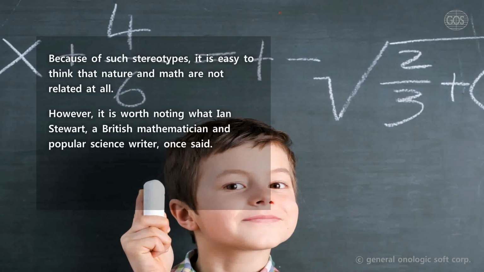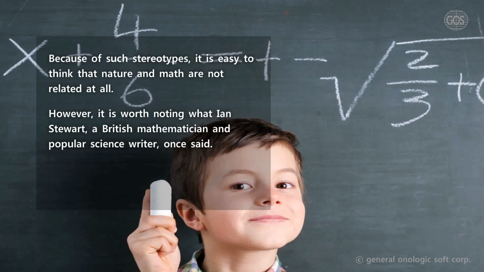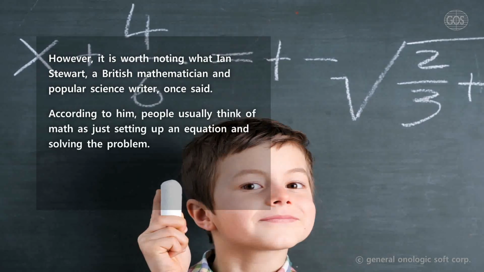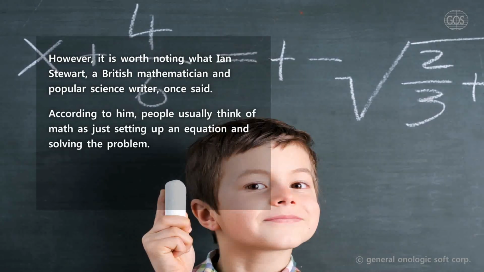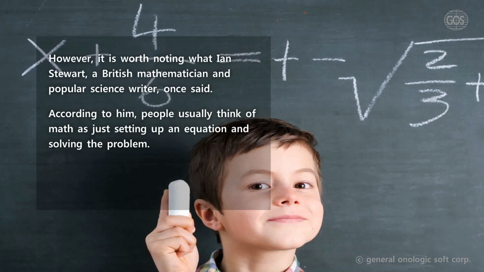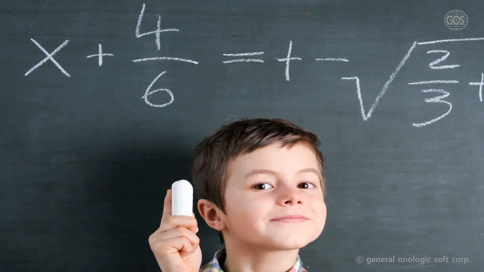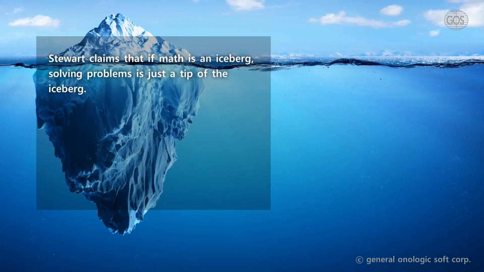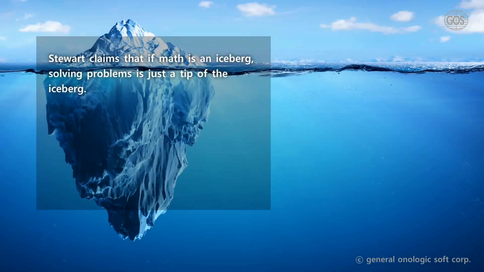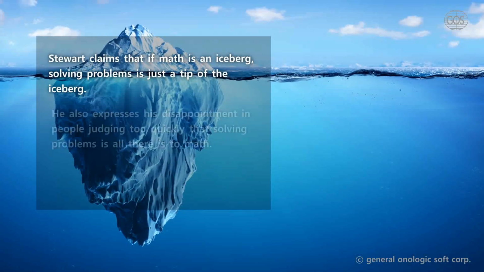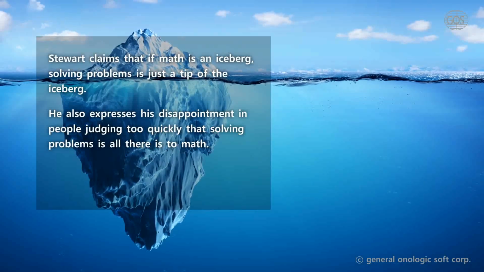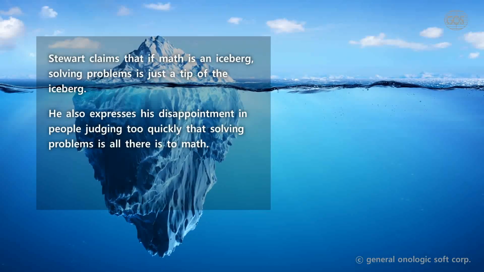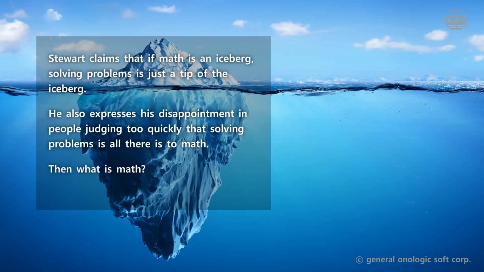However, it is worth noting what Ian Stewart, a British mathematician and popular science writer, once said. According to him, people usually think of math as just setting up an equation and solving the problem. Stewart claims that if math is an iceberg, solving problems is just the tip of the iceberg. He also expresses his disappointment in people judging too quickly that solving problems is all there is to math. Then what is math?